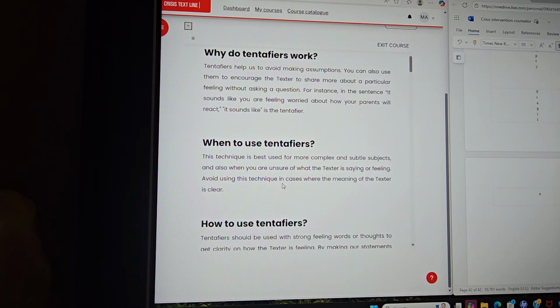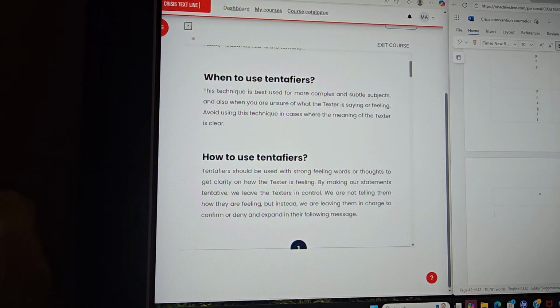When to use tentatifiers? This technique is best used for more complex or subtle subjects. It can also be used to ensure that you understand what the texter is saying or feeling. Avoid using the technique in cases where the meaning of the texter is clear.